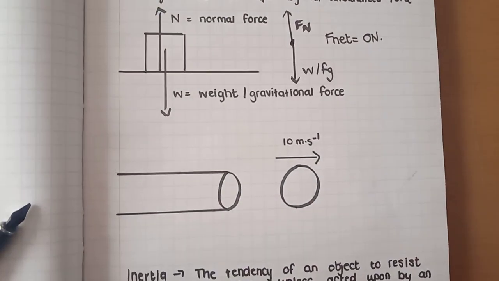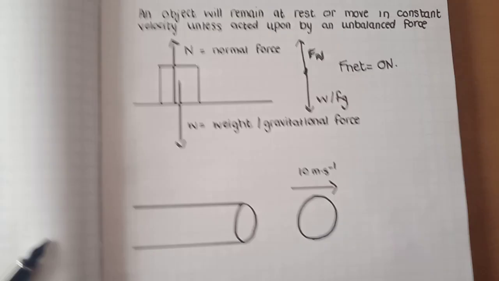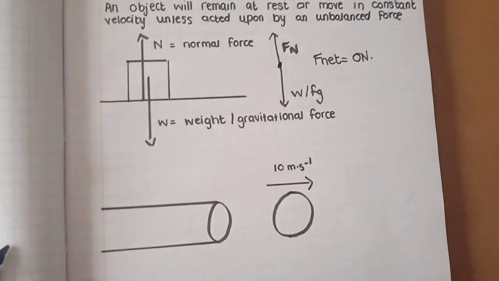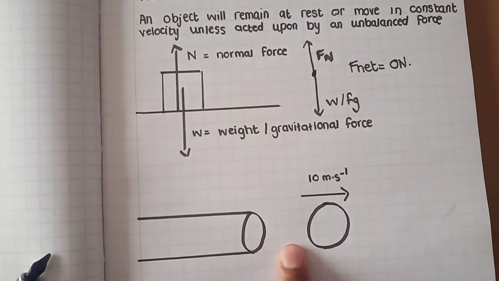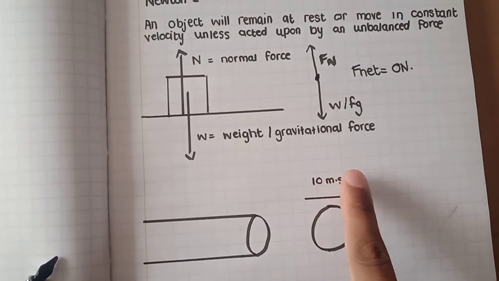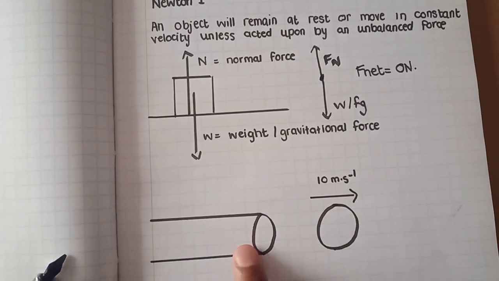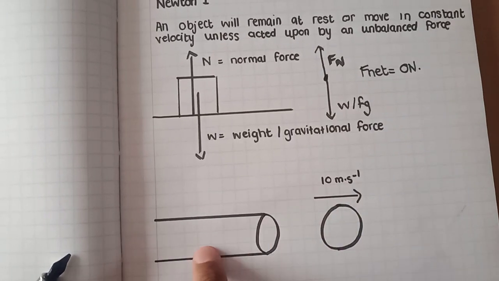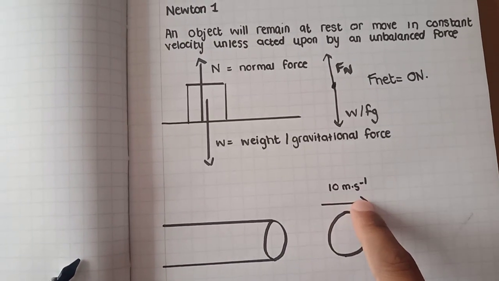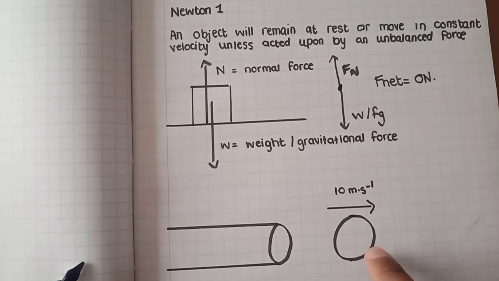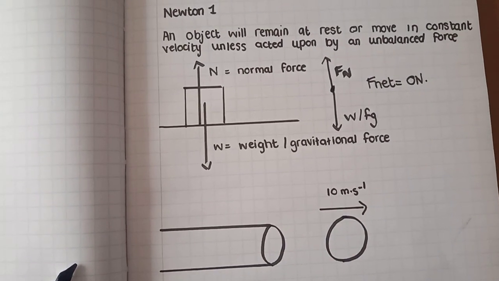The same can also be said whenever an object is moving at constant velocity. So what I have over here is a ball being shot out of a cannon, and this ball is traveling at 10 meters per second. Now what this basically means is that this ball will continue moving at 10 meters per second unless it comes in contact with an unbalanced or an external force.